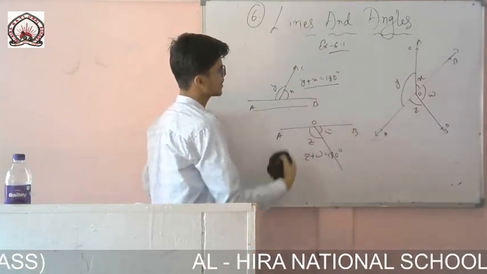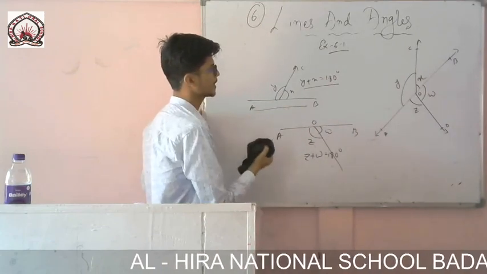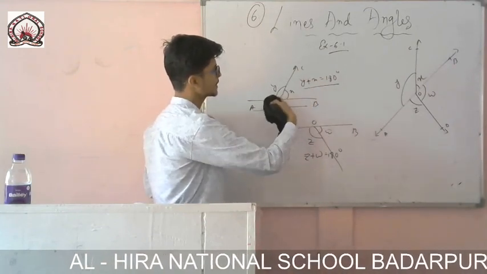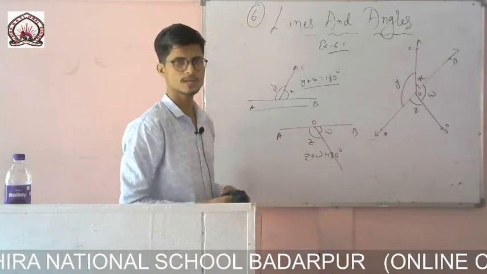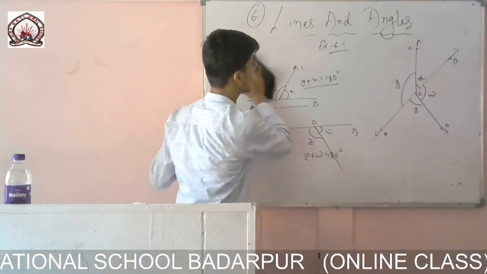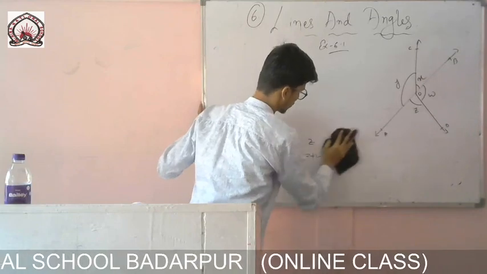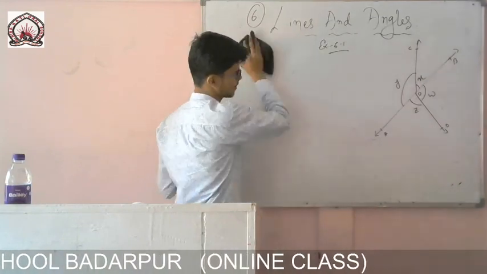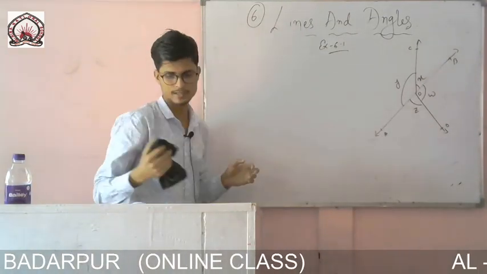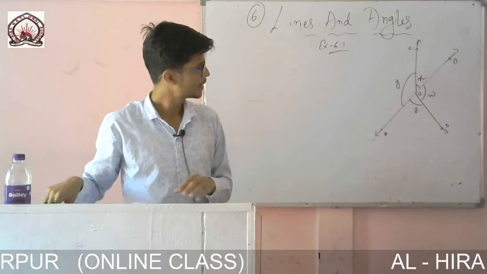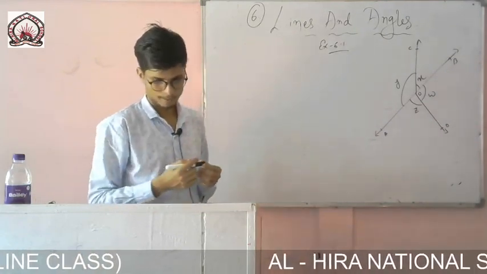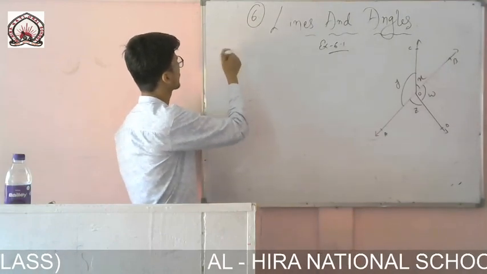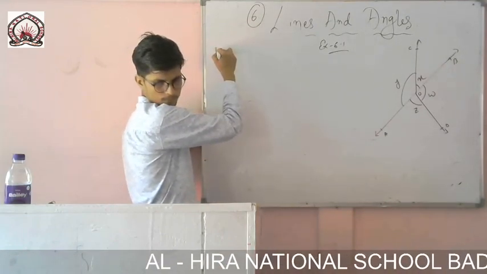So if I can prove that the sum of these two adjacent angles is 180 degrees, then I can say that they are linear pairs, and linear pair means they are formed on a straight line. So AOB will automatically be a straight line. So first of all, I can prove any one: whether I will prove x plus y is equal to 180, or I will prove w plus z is equal to 180 degrees. Okay, so now write question number 4.